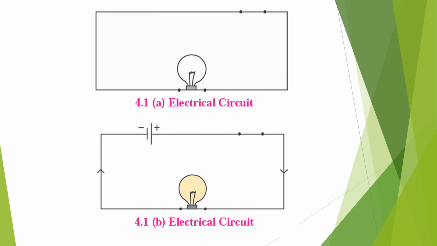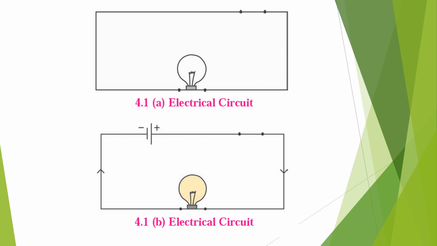Even though it has electrons in the wire, there is no electricity generated, and that is why the bulb does not glow. In the second picture, that is 4.1b, the copper wire is connected to the light bulb, and along with that it's also connected to the cell. Here the light will glow.